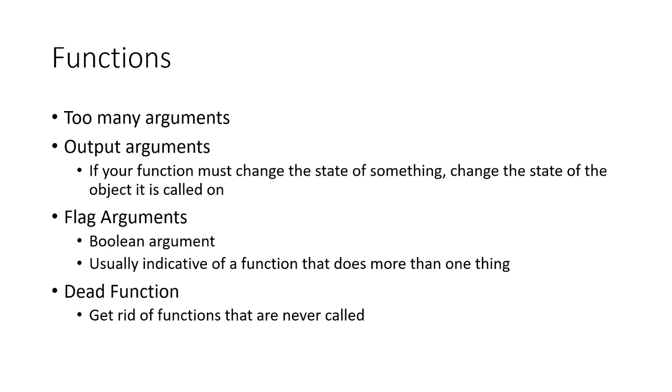Flag arguments. Not a great idea either. This is where you pass in a Boolean, and then you have conditional statements within your function that say, okay, if this is true, do this. Else, if it's false, do this. And Robert writes that this is usually indicative of a function that does more than one thing. If it does more than one thing, you should probably abstract out that functionality and just make your functions do only one thing.